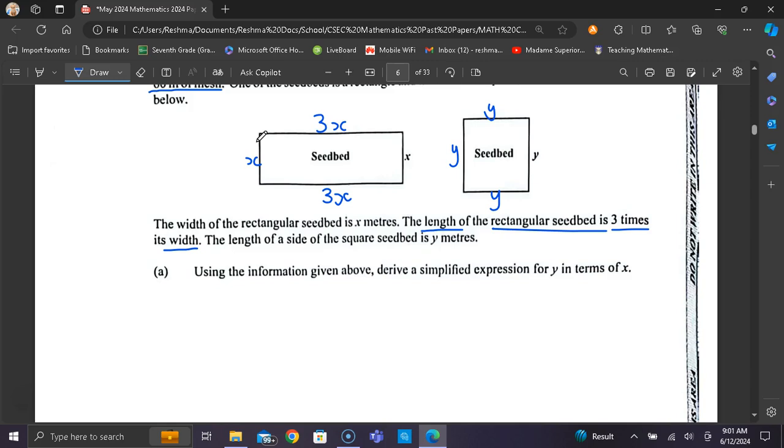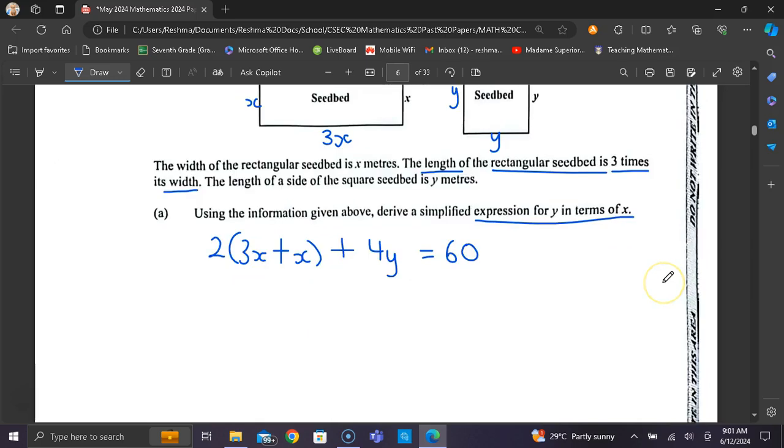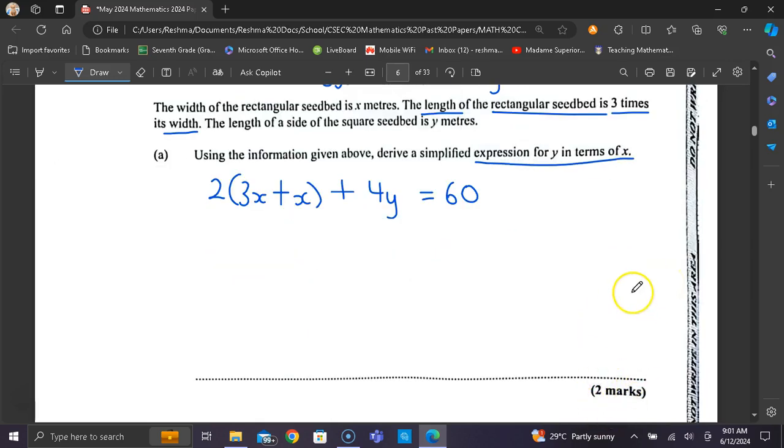Okay, so let's get the perimeter of the rectangular seedbed. The perimeter of the rectangular seedbed will be 2 times length plus width, and the perimeter of the square seedbed will just be 4 times the side y. Right? Remember that is equal to 60. So remember they said to derive a simplified expression for y in terms of x, which means that we need to make y the subject of this equation after we have simplified it. Okay, and notice this is just worth 2 marks.